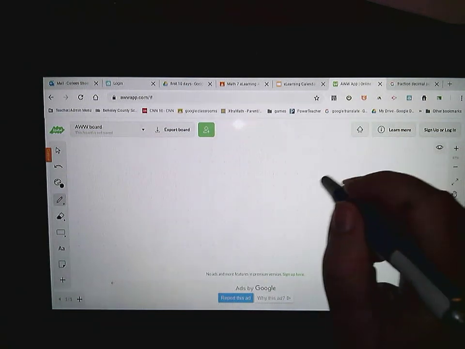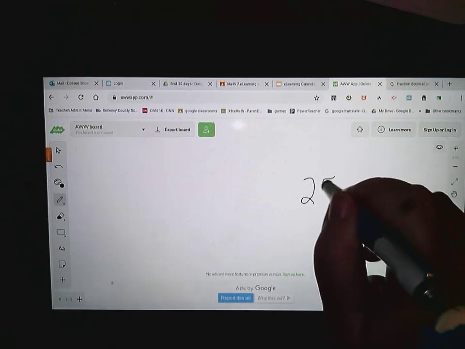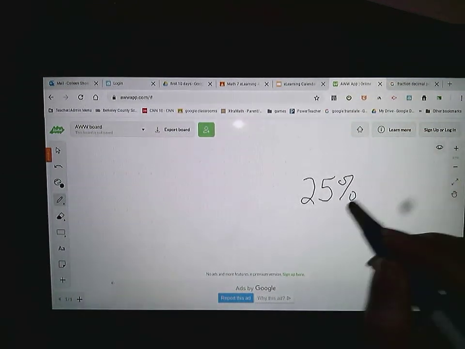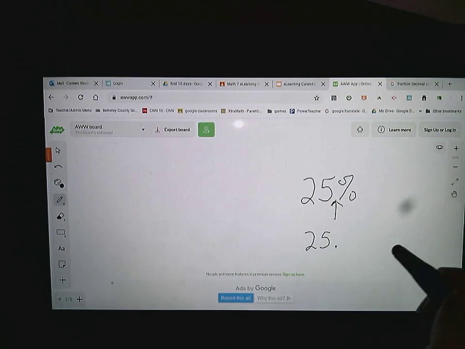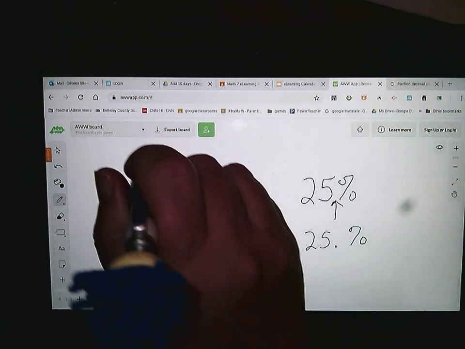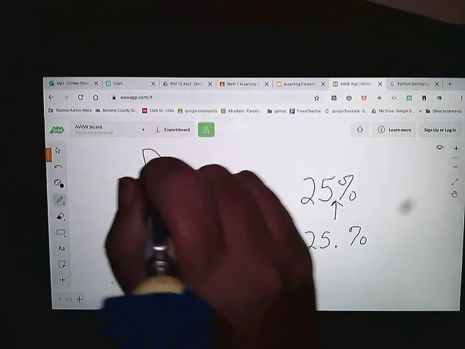Another option is to think about this. If I have 25%, I know the decimal is right back here. Anytime I have a whole number, I know the decimal is behind it. Right? To go from percent to decimal and decimal to percent, all you gotta do really is think about your alphabet.